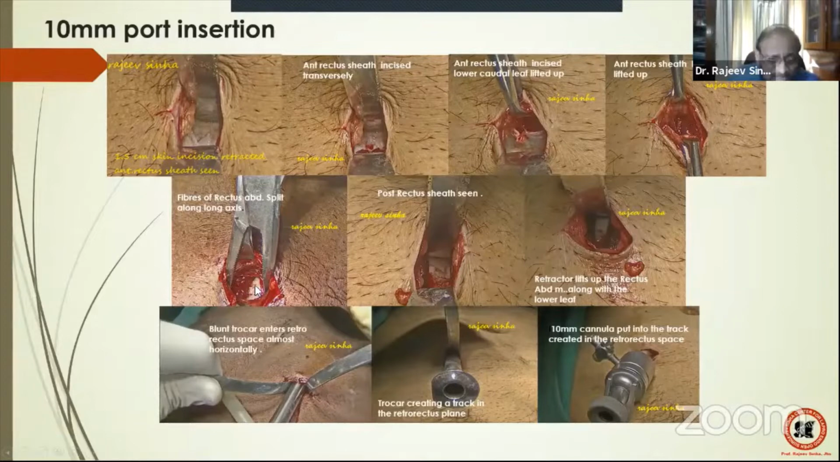Now I'm going to insert a half-inch retractor, a devious retractor here, below this muscle. And I'm going to lift the whole muscle and the lower flap. So I've lifted everything up. This is lifting it up. So now what do I have? I have the retractor tip entering into the retrorectus space.